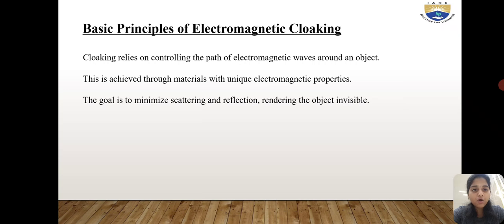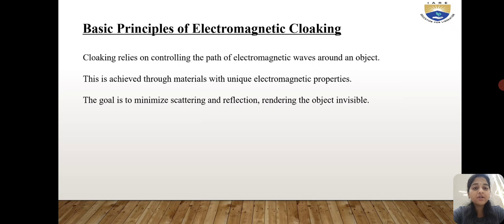Basic principles of electromagnetic cloaking. Cloaking relies on controlling the path of electromagnetic waves around an object. This is achieved through materials with unique electromagnetic properties. The goal is to minimize scattering and reflection, rendering the object invisible.